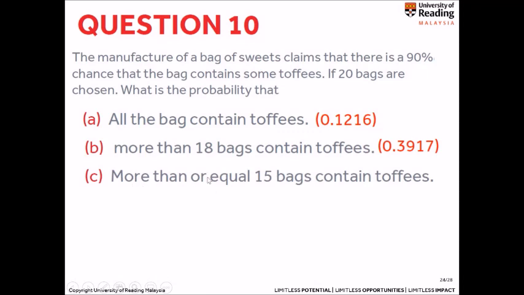More than or equal to 15 bags contain toffee. So the answer should be 0.9888. So you may use the table or use the calculation, because more than or equal to 15 means x equal to 15, 16, 17, 18, 19, and 20. So for 18, 19, and 20, we have the answer from here. Okay, so please pause the video and do the calculations or use the table, whichever you are familiar with. Once you have done this and you want to check your calculation, you may continue to look at the next slide here.